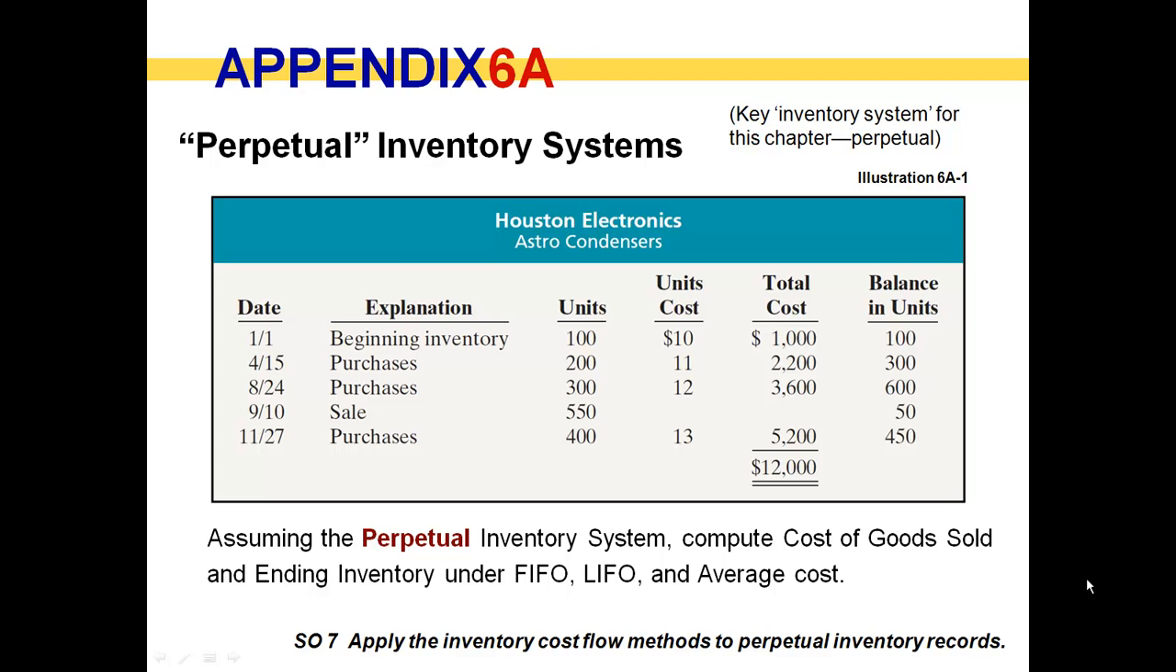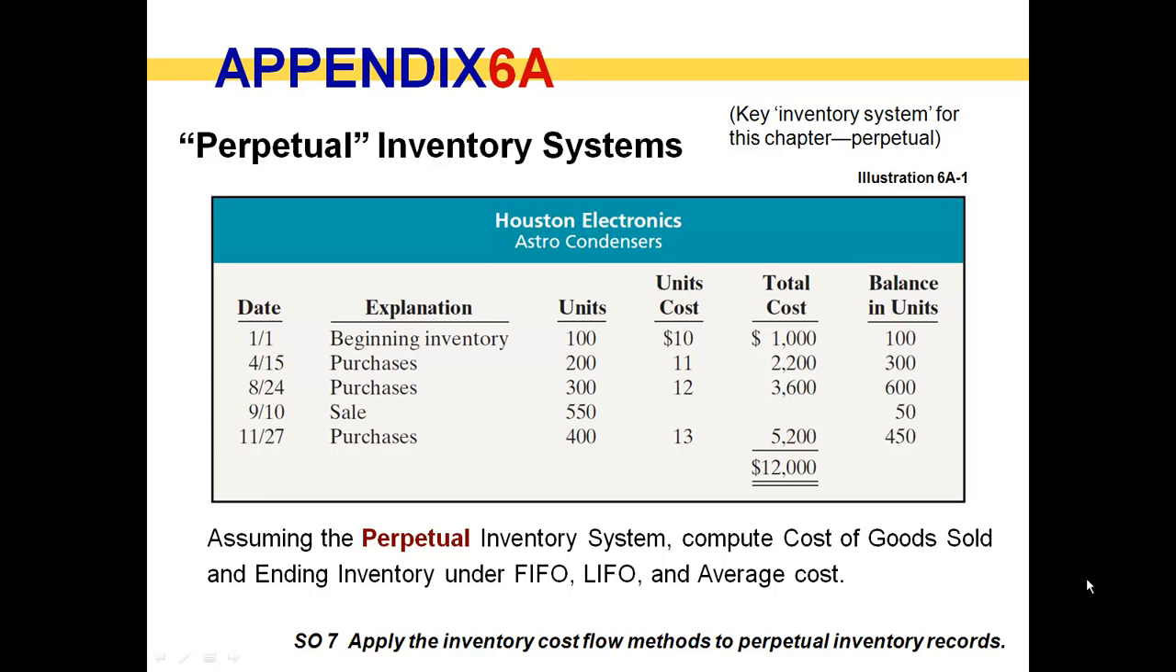Now I want to look at the coverage in the appendix of this chapter using the perpetual inventory system. This is the key inventory system I want to discuss in this chapter, not the periodic that we saw earlier. The perpetual inventory system will have a few more detailed calculations, but uses the same principles in terms of the cost flow assumptions that we saw earlier.